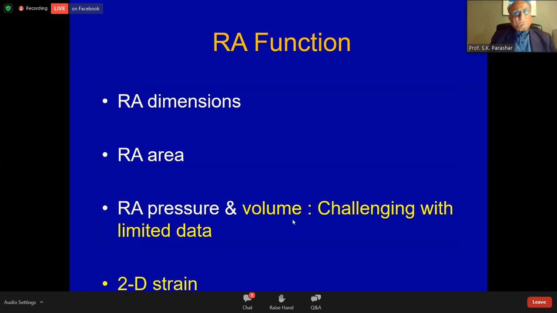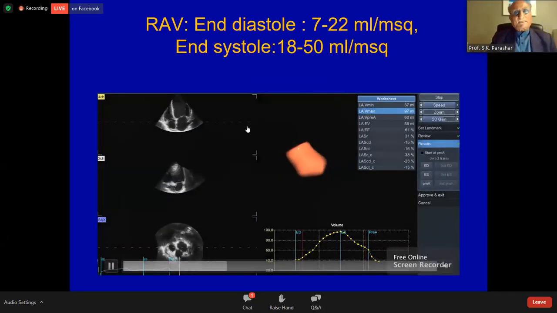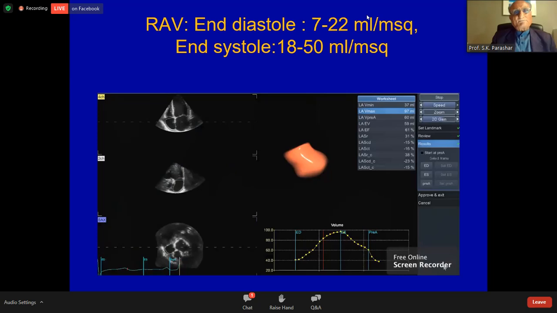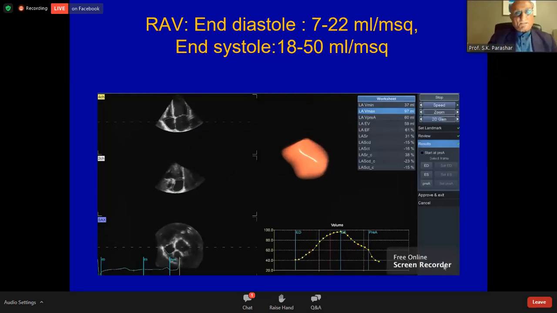Now, as you know, we don't calculate the volumes because it is very challenging and with very limited data. But just for completion's sake, if one can try, they can try to calculate a right atrial volume by 3D methods, and these are some of the normal values. But as I mentioned earlier, we are normally not doing this on a day-to-day basis, but one can attempt a 3D of the right atrial volumes.